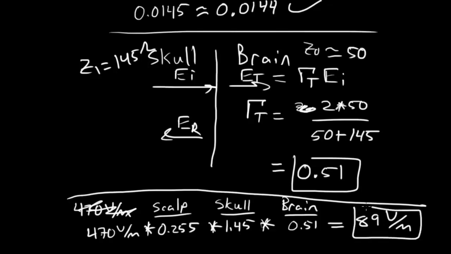89 volts per meter. Now, all we have to do, when we're almost there, is determine how that decays in the brain and does it meet the FCC standard. Okay, do I have time to do that here? I'm going to do that in the next video.